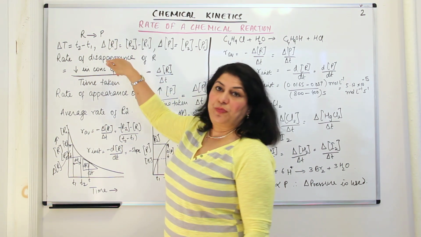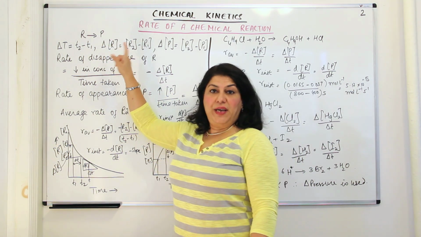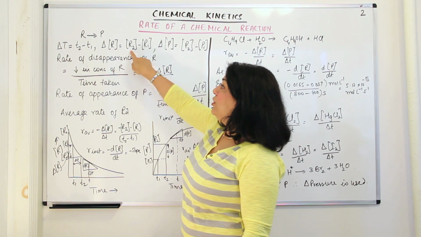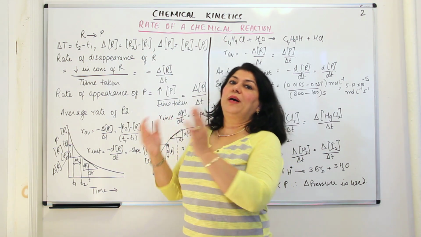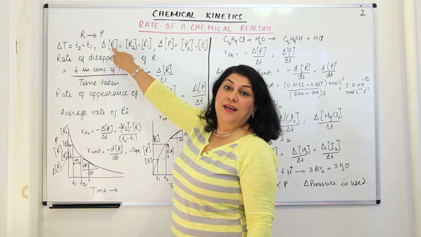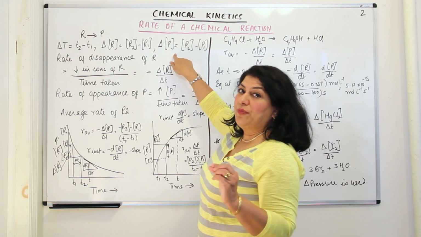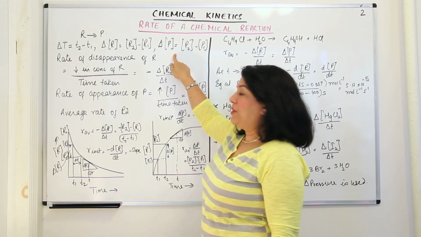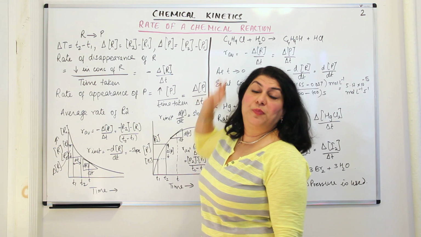R in box brackets means the molar concentration of the reactant. So the change in molar concentration of the reactant would be, if R2 is the final concentration and R1 is the initial concentration, then R2 minus R1, which is known as delta R. And if you take the concentration of products, P1 is the initial concentration of products and P2 is the final concentration of products. Then the change in concentration of products would be P2 minus P1.